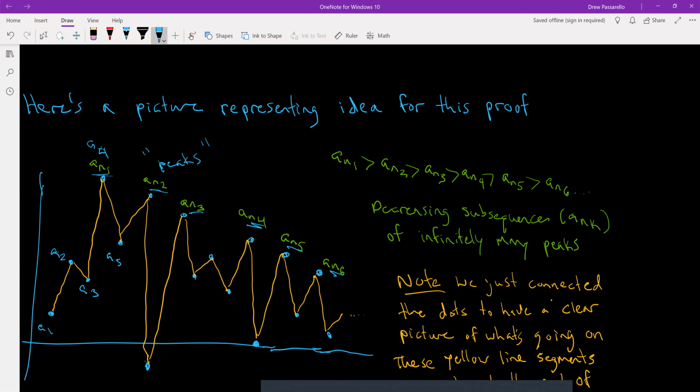To the graph of the sequence. And if I were to collect all of these terms that were peaks, notice I have it in this picture where it's decreasing, like a_n1 is bigger than a_n2, bigger than a_n3, and so forth. And you can continue this on forever. This will be infinitely many peaks, and it's going to be decreasing.